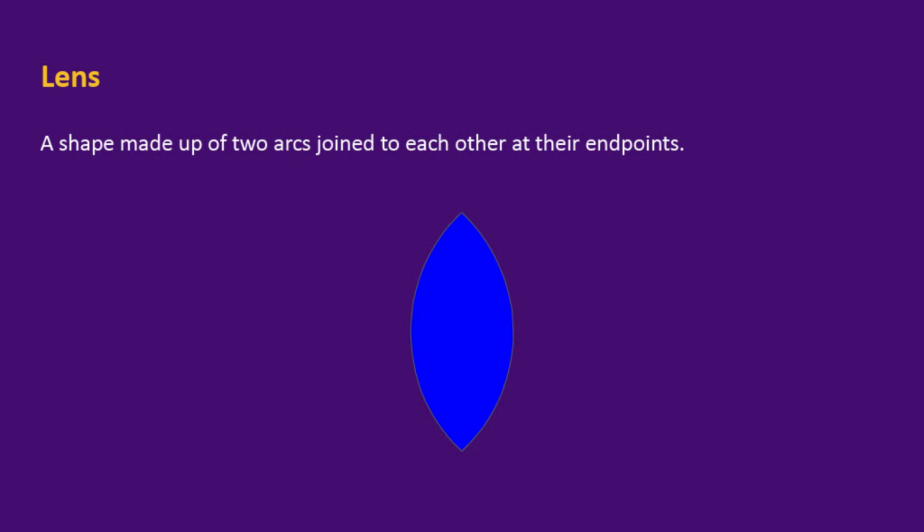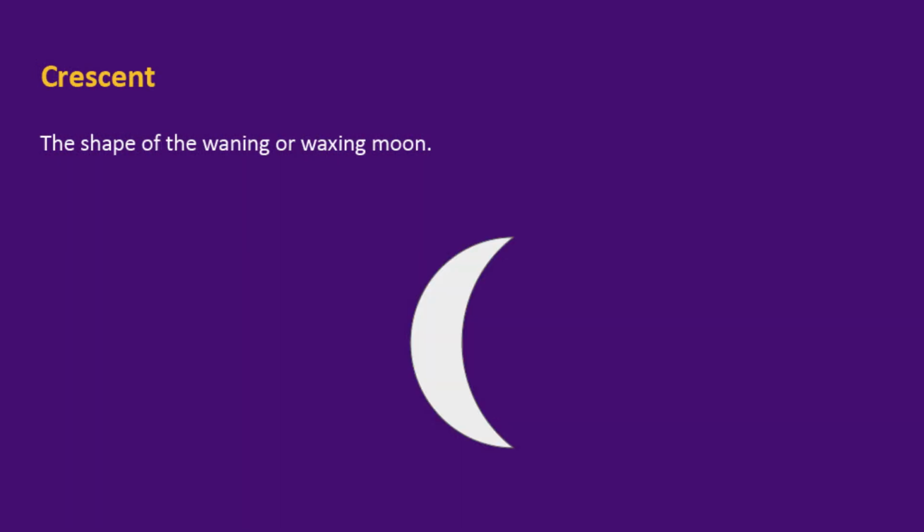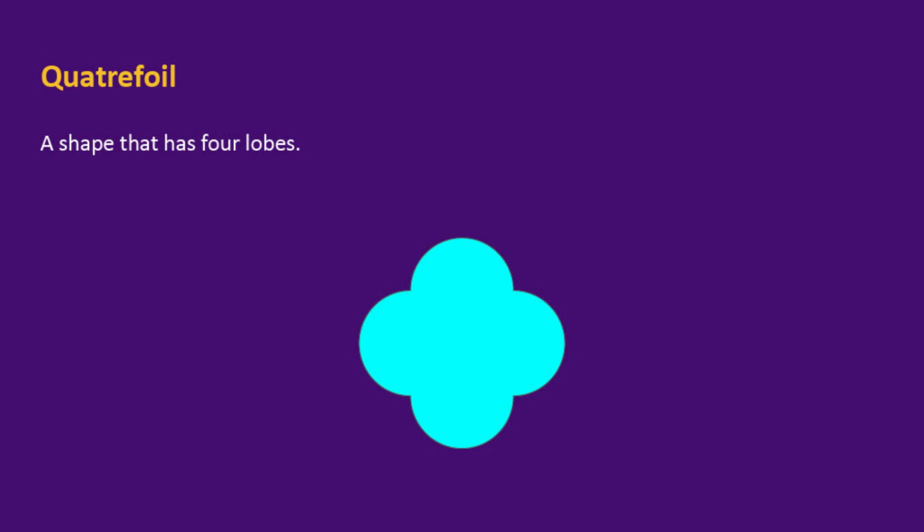A lens, which is a shape made up of 2 arcs joined to each other at their endpoints. It is like a pointed oval. A crescent, which is the shape of the waning or waxing moon. A quatrefoil, which has 4 lobes. Think about the lobes as the roundish parts of something, like this shape. And a heart, like the organ of your body.